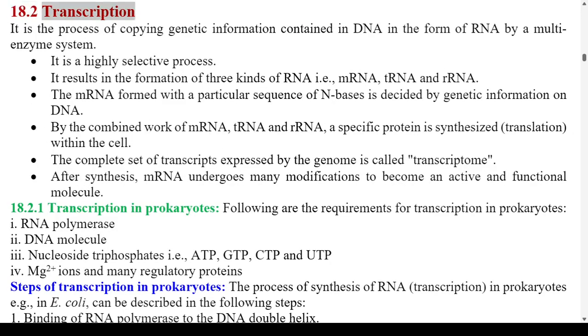18.2 Transcription. It is the process of copying genetic information contained in DNA in the form of RNA by a multi-enzyme system. It is a highly selective process. It results in the formation of three kinds of RNA, i.e., mRNA, tRNA, and rRNA. The mRNA formed with a particular sequence of N bases is decided by genetic information on DNA. By the combined work of mRNA, tRNA, and rRNA, a specific protein is synthesized, translation, within the cell.